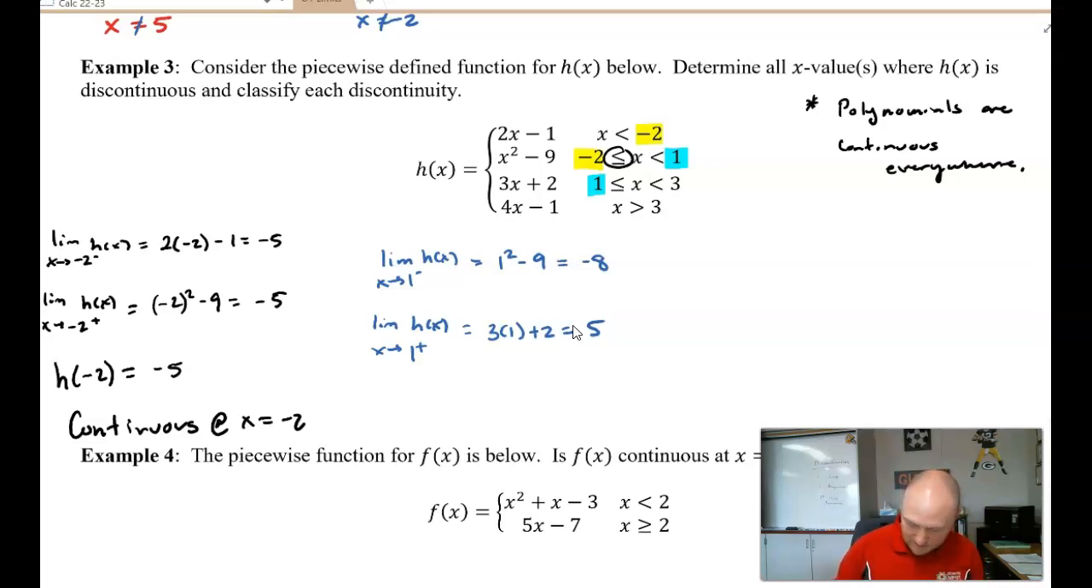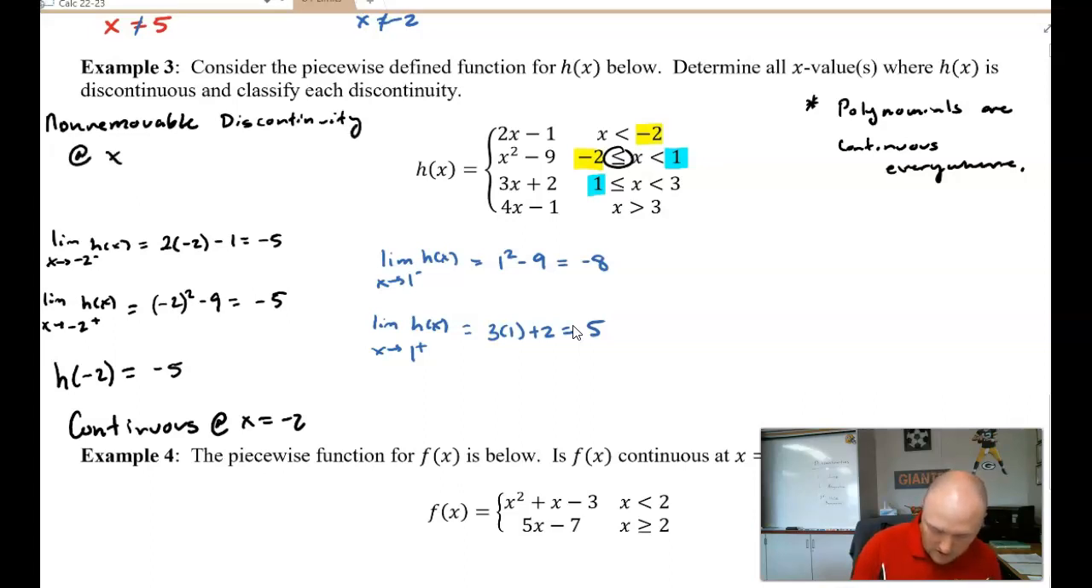So we can say, and this is a jump, right? Non-removable discontinuity at x equals 1. That's like my summary. This is a jump. If you wanted to add in here jump, you could go ahead and do that. Okay, we looked at 1.